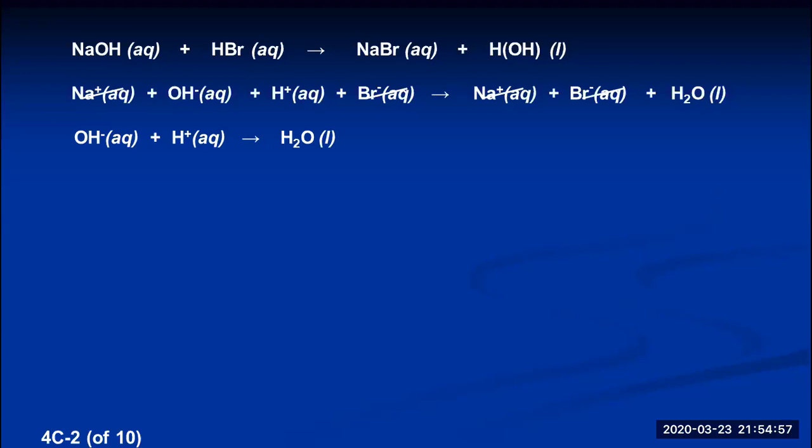Let's try another example. Let's say solutions of potassium hydroxide and hydrofluoric acid are mixed. Potassium hydroxide is KOH, hydrofluoric acid is HF. It's two compounds. You're going to switch the partners. The potassium goes with the fluoride, +1 -1 makes KF, and hydrogen goes with hydroxide, +1 and -1 makes HOH.